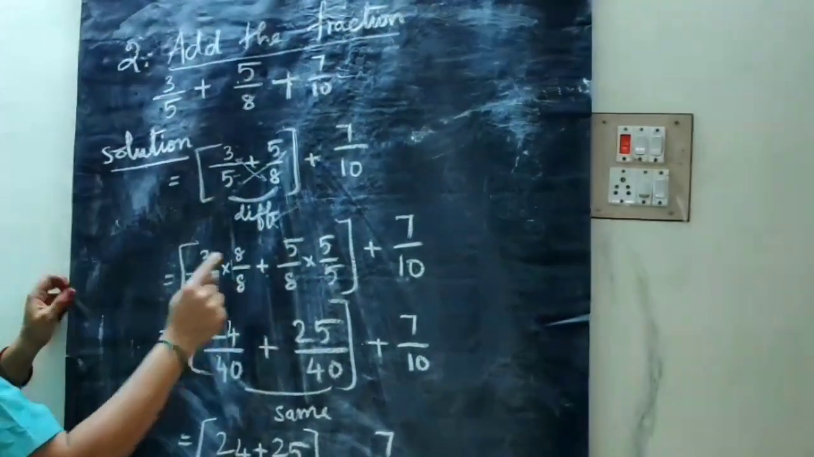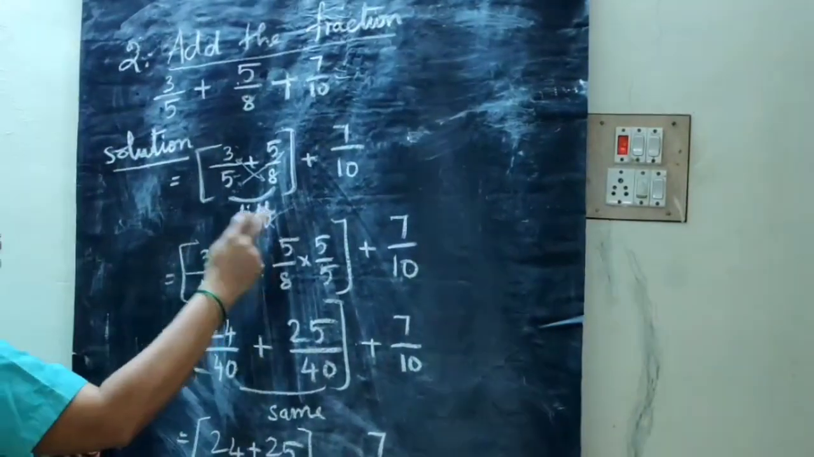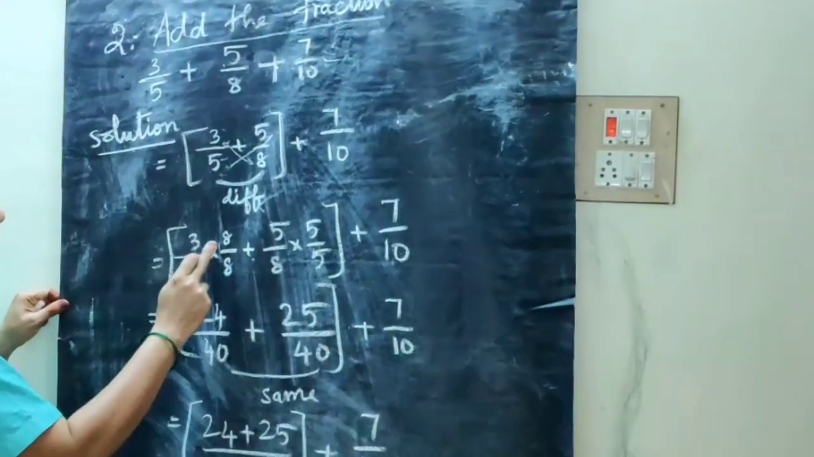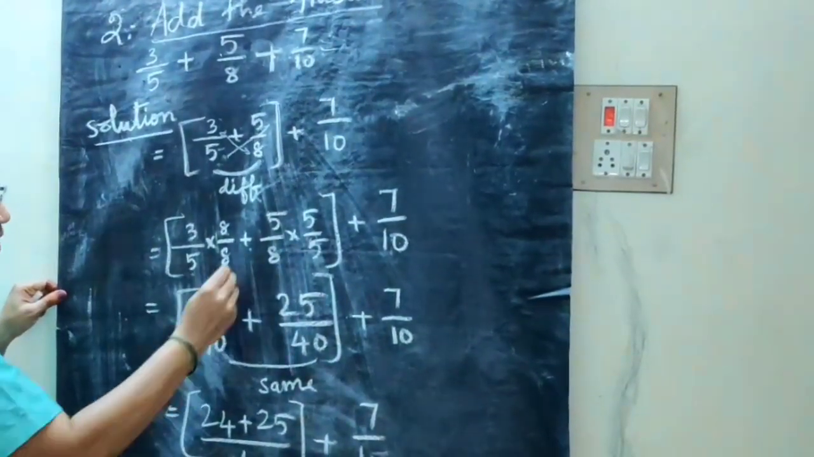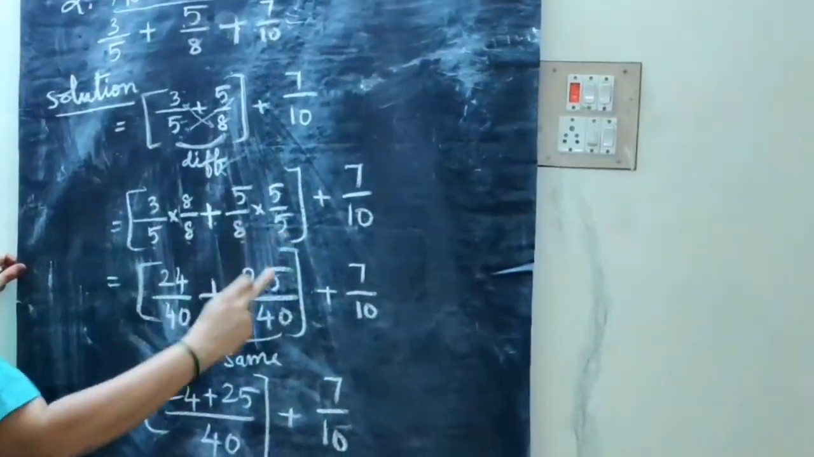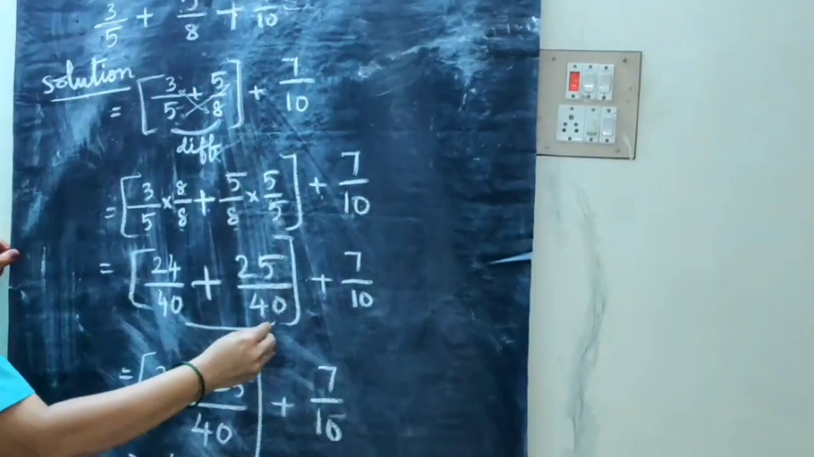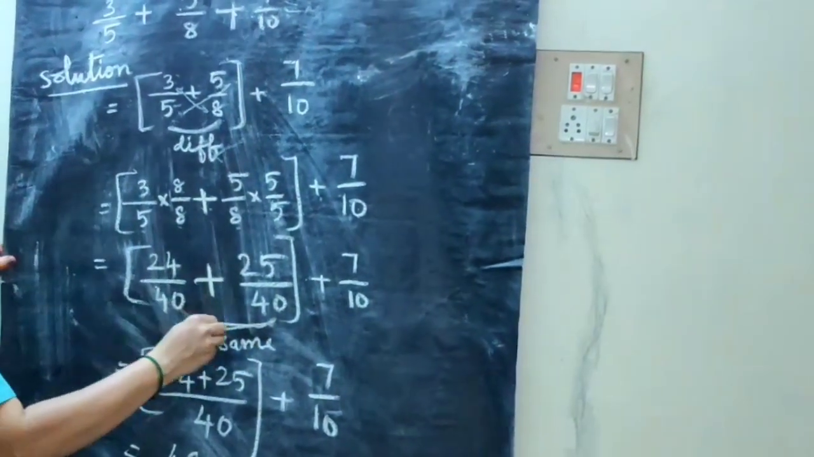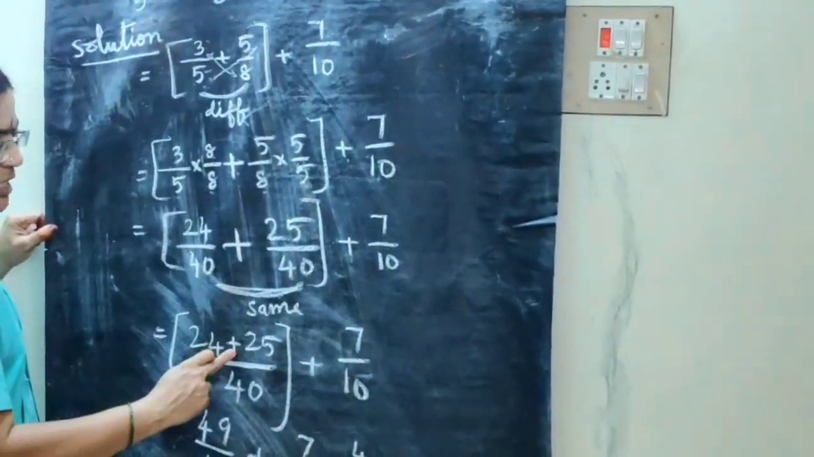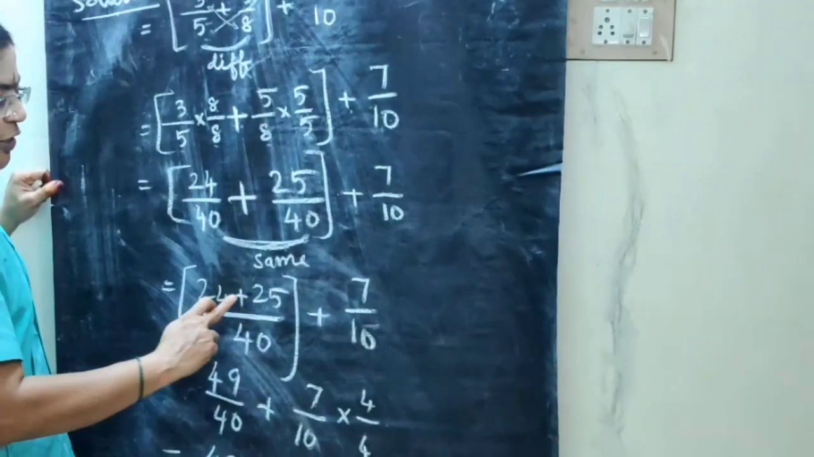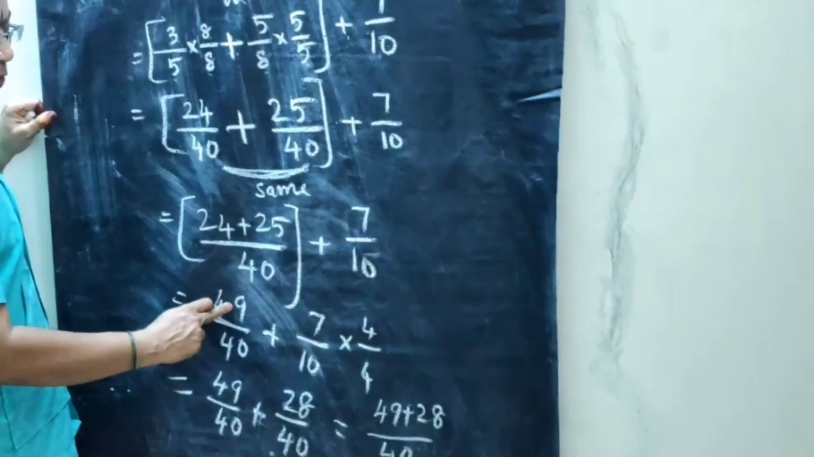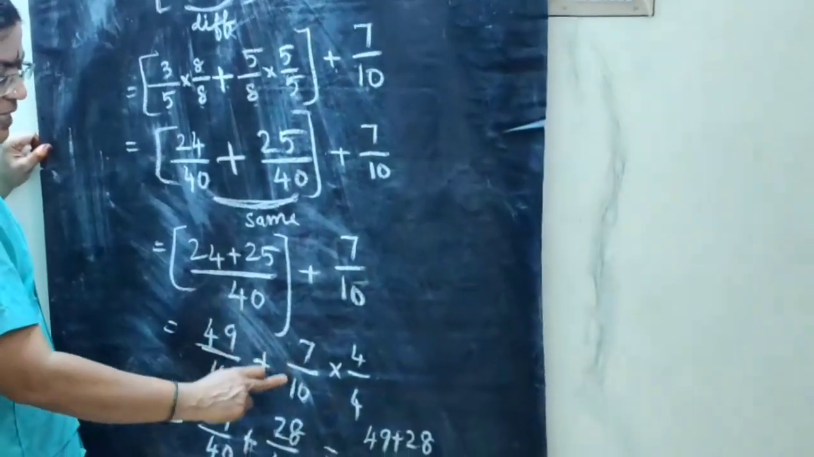Next symbol is plus symbol. 5 by 8 into 5 by 5, plus 7 by 10. Now multiplication: 3 eights are 24, 5 eights are 40. Next symbol is plus. 5 fives are 25, 5 eights are 40, plus 7 by 10. Now the two denominators are the same number, so write it one time. First number is 24, next symbol is plus, next number is 25. Same denominator, add the numbers. 24 plus 25 equal to 49 by 40 plus 7 by 10.